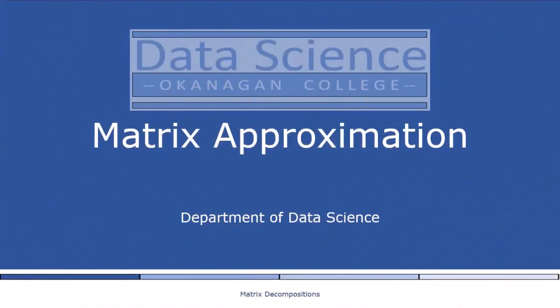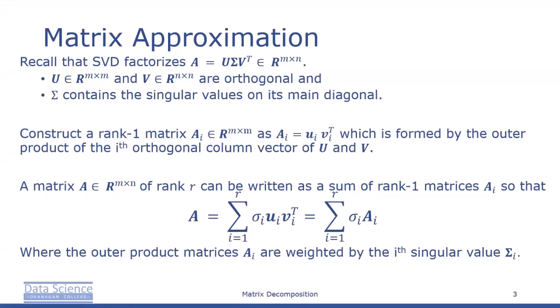allows us to represent a matrix A as the sum of simpler matrices. We considered the singular value decomposition as a way to factorize A equals U sigma V transpose in n by n real space. U here is an n by n matrix. V is an n by n matrix. Both of those are orthogonal. And sigma contains singular values on the main diagonal.